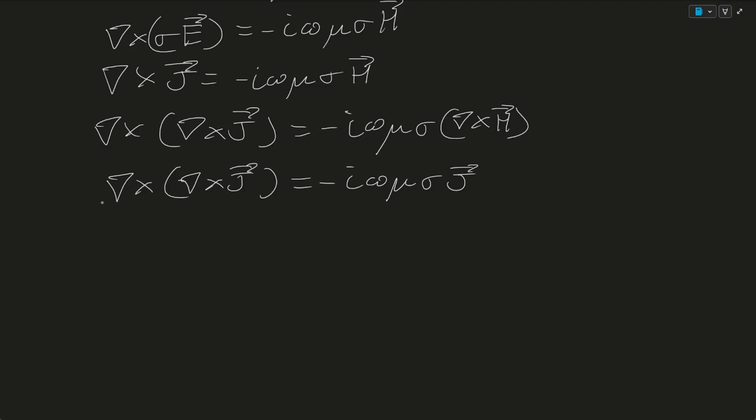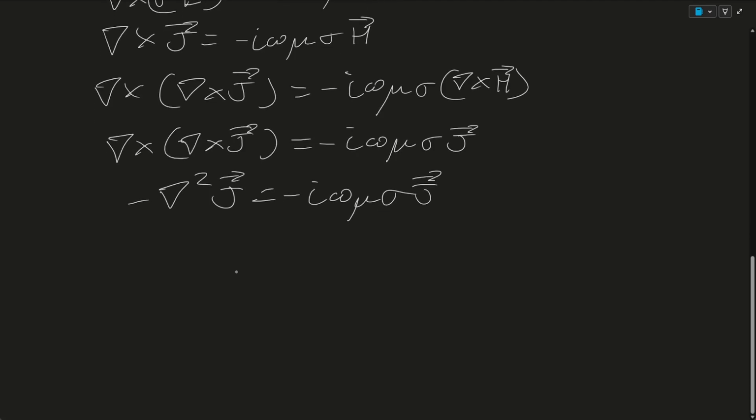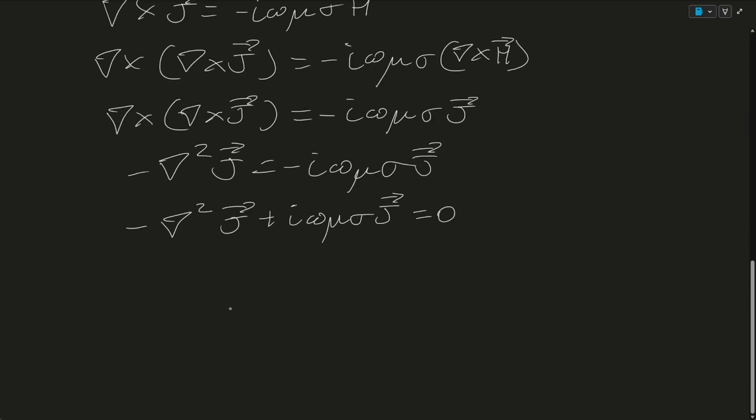So the divergence of J is equal to 0 as well, which just leaves us with this being minus the Laplacian of J. And again, that's equal to i omega mu sigma J. Cool. And we can throw this all onto one side and make it equal to 0. Minus, let's be plus i omega mu sigma J equals 0. Nice.